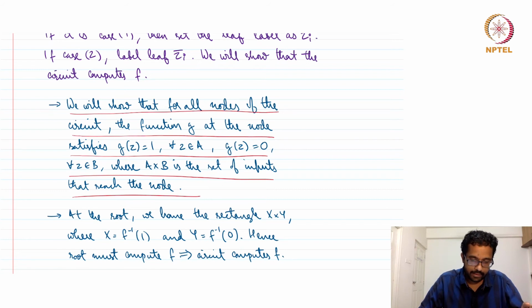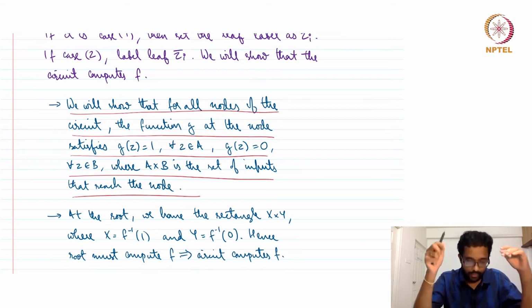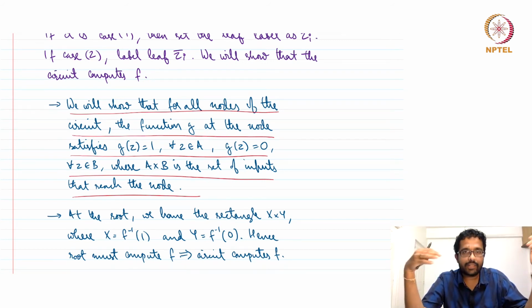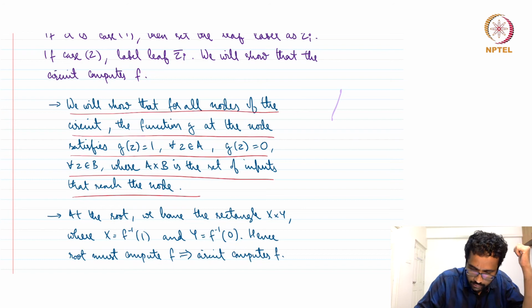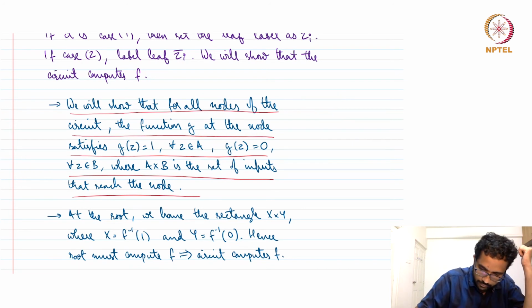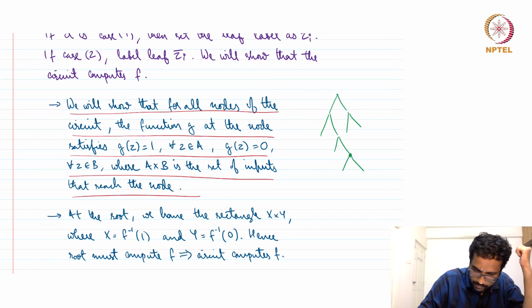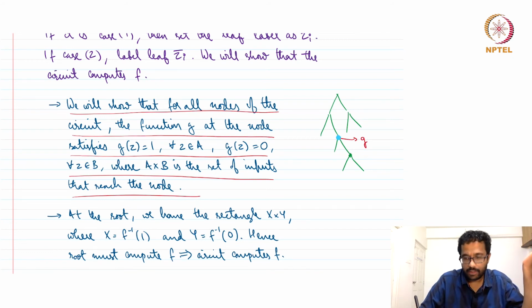So the main claim is that for all the nodes of the circuit, we will view it as both a circuit as well as the protocol to prove this. So consider the tree something like this. Let's say we consider this node. Now let's say the function computed at this node is G. And if you view it as a communication complexity protocol, let's say the inputs from some matrix A cross B reach this node.